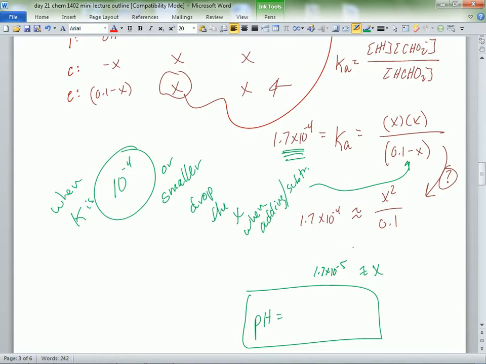So I got about 4.8, 4.77, something like that. Make sure you can get that. Okay? Oh, did I do it wrong? 1.7 times 10 to the negative 4 times 0.1, and then square root.